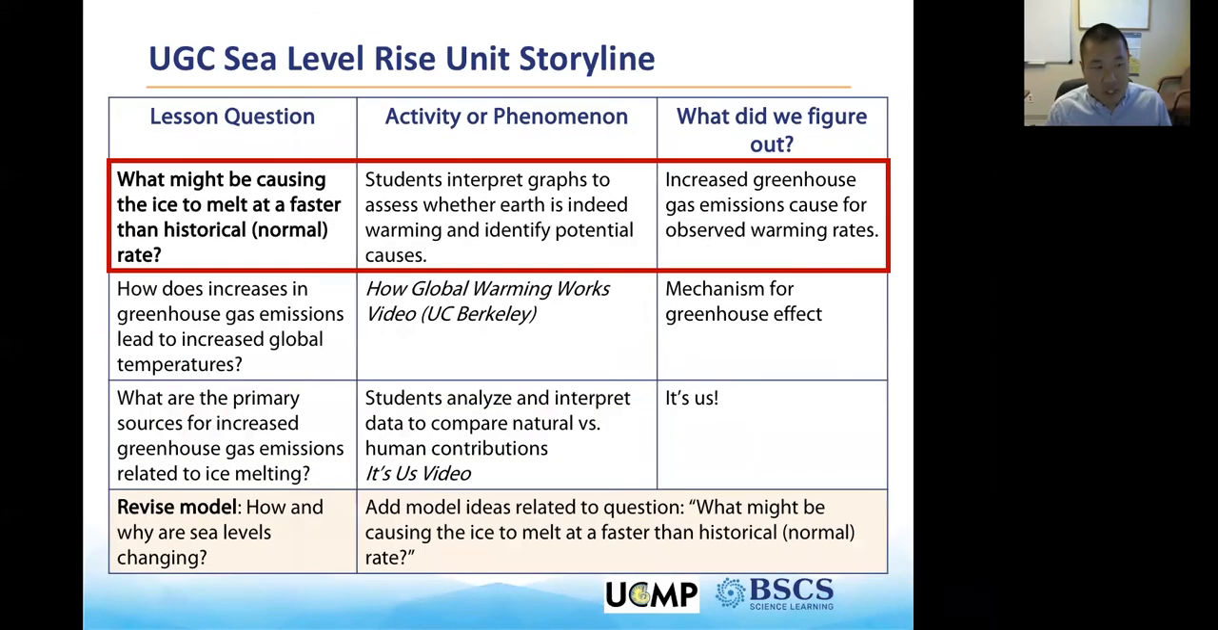The second bend of this storyline looks at, so we had all this melting ice, what's causing it to happen? And so the kids analyze and interpret graphs, and they find that it's due to increased greenhouse gas emissions, that corresponds to the increased melting that might be due to global warming. But then we need to think about the mechanism by which greenhouse gas emissions might lead to increased global temperatures. And then also, is it really us? Could this be happening naturally? So the kids investigate that, and it's us. Then they revise their models again at this point.